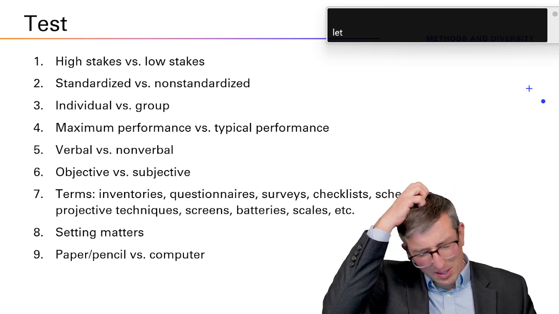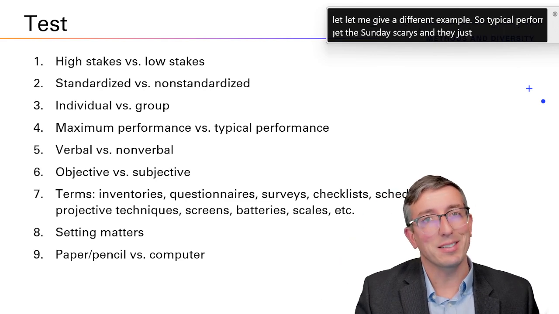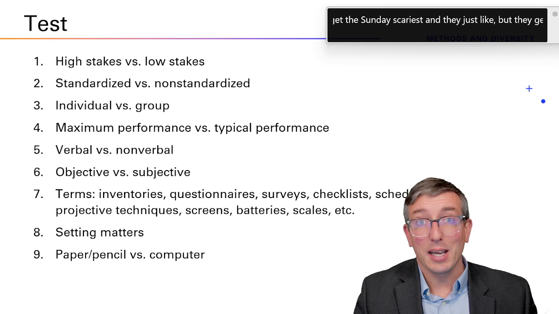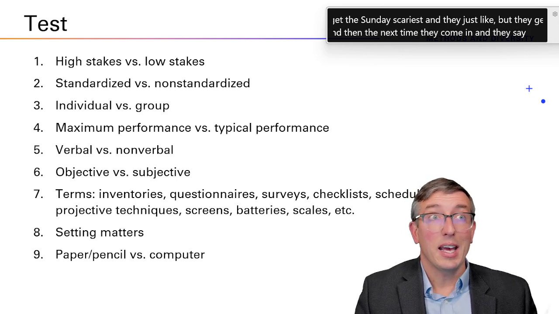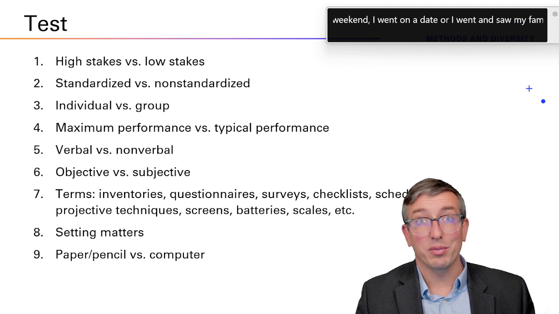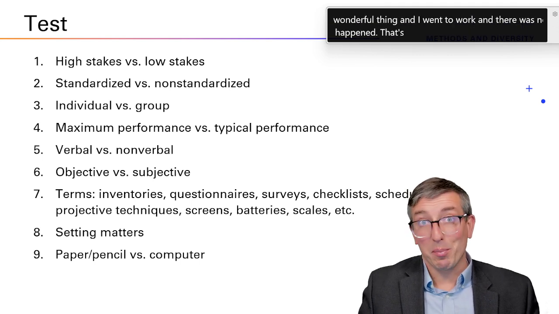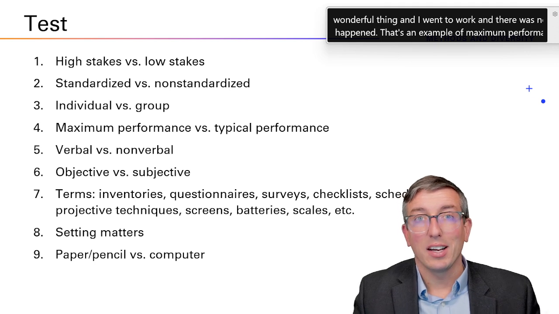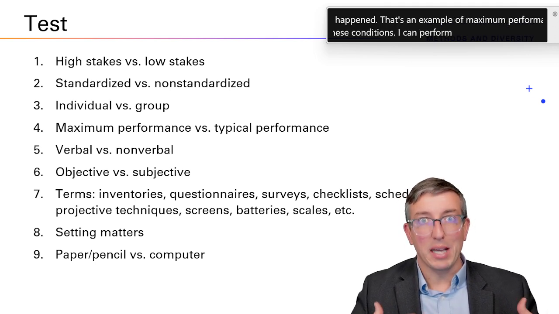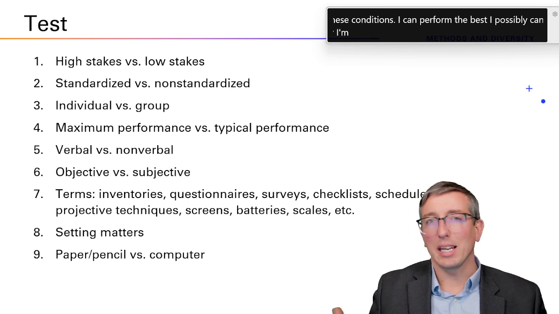Or no, let me give a different example. Typical performance is they get the Sunday scaries, but they get to work. And then the next time they come in and they say, I had such a good weekend. I went on a date, or I went and saw my family, or I did this wonderful thing, and I went to work and nothing happened. That's an example of maximum performance. Under these conditions, I can perform the best I possibly can, but typically I'm usually like this.